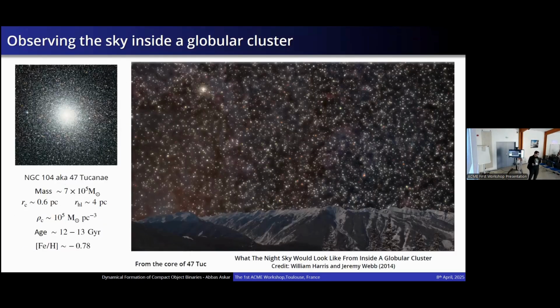And these sorts of clusters, we observe about 200 or so in the Milky Way galaxy, but their specific frequency increases with the mass of the host galaxy. So giant elliptical galaxies can have up to tens of thousands of these clusters around them.